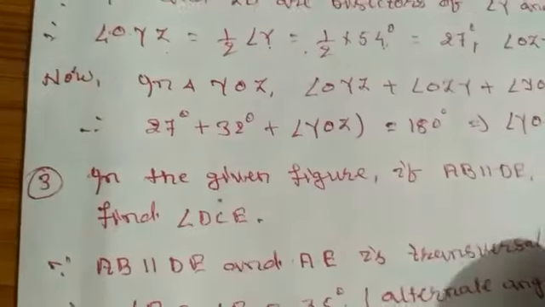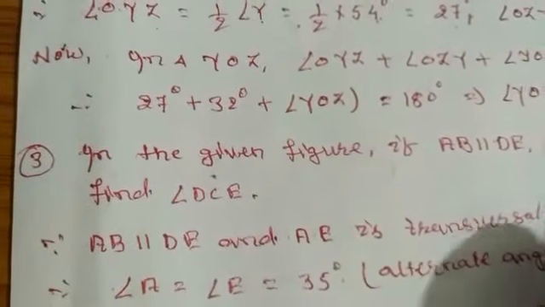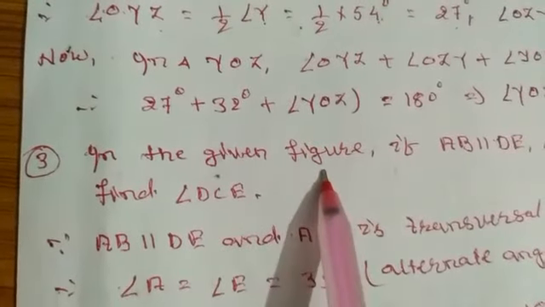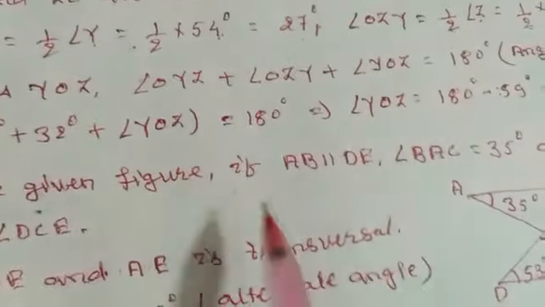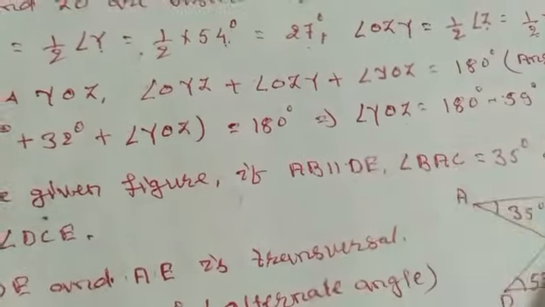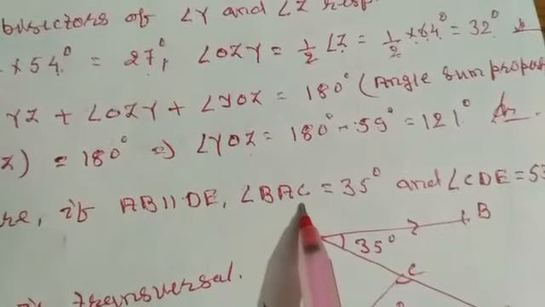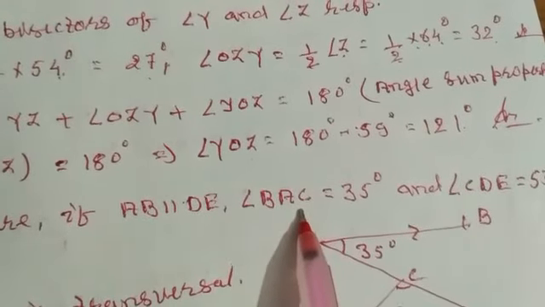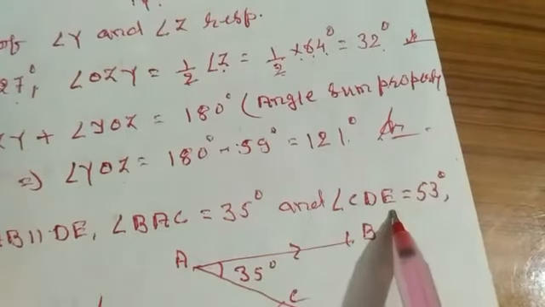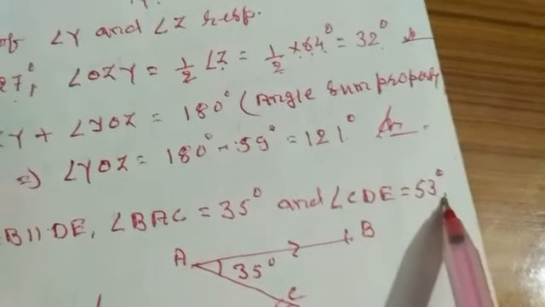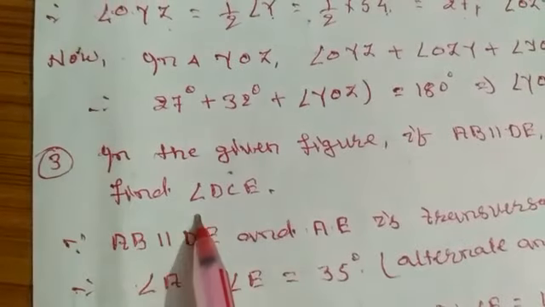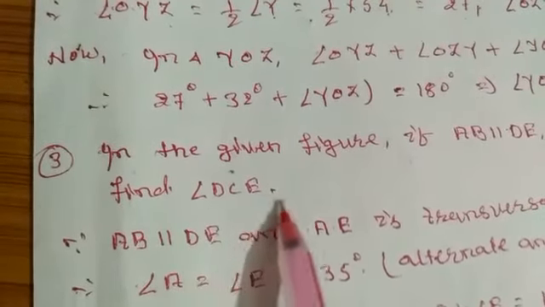Now students, let's see another question. In the given figure, if AB is parallel to DE and angle BAC is of 35 degree and angle CDE is of 53 degree. Now you need to find angle DCE.